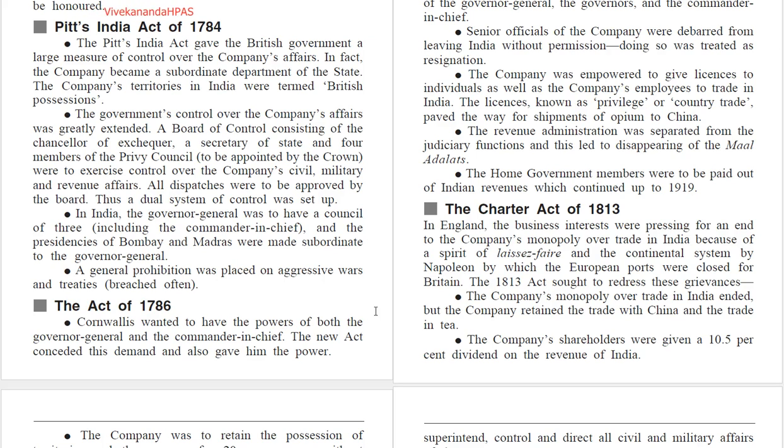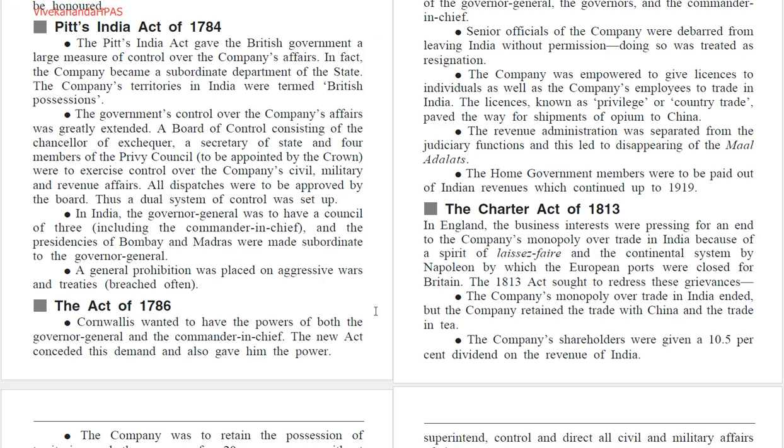Because commercial affairs are related with stability, and stability can only be ensured if I had power to wage war and conclude treaties. Okay, this was the objective of Mr. Cornwallis. On the contrary, he was also well connected. His wife was the daughter of one of the powerful members of the British Parliament. So therefore, he had huge influence.